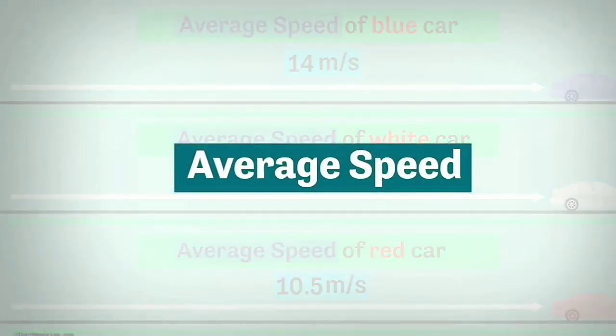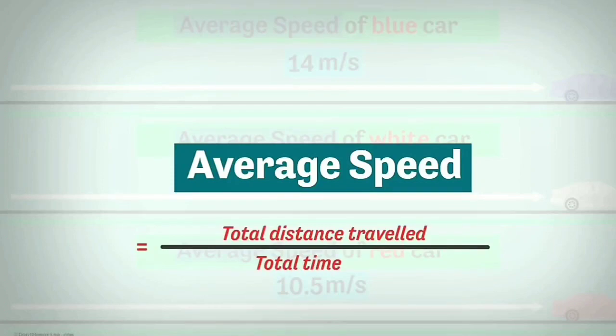How do we define it? Average speed is defined as the total distance traveled by an object divided by the total time taken. We will continue to discuss more about average speed in our next video.